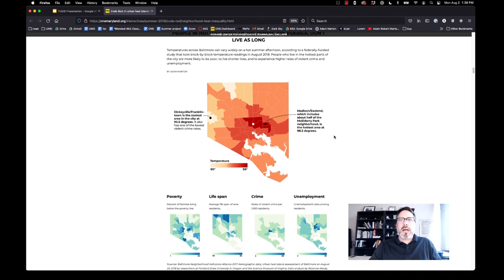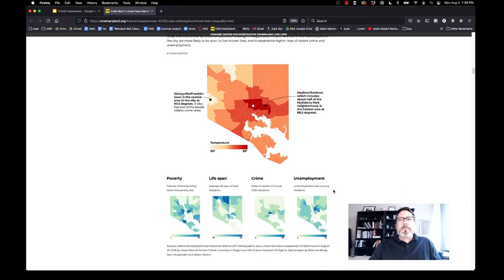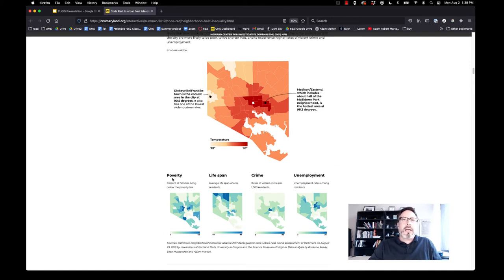So that's pretty shocking. So again, I went ahead and mapped some of the Baltimore neighborhood information, quality of life and health information, right? And we can see some correlations between poverty, lifespan, crime, and unemployment. So poverty tends to be higher where it's hotter, lifespan tends to be shorter, rates of violent crime tend to be higher, and unemployment tends to be higher in the hotter areas of the city, which is pretty shocking.